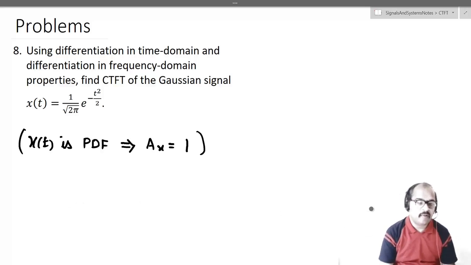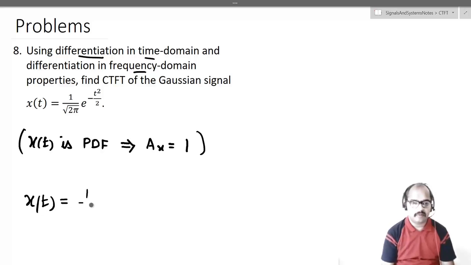Okay. So the question is we have to find the Fourier transform of this signal. But we have to use what? We have to use differentiation in time domain and differentiation in frequency domain property. Okay, so let us write down what is x of t. X of t is equal to 1 by root 2 pi e power minus t square by 2.